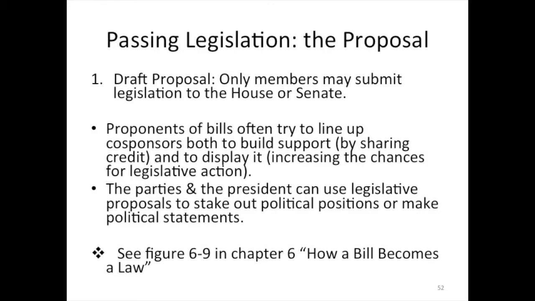So many bills actually are introduced, but very few bills become law. Sometimes members of Congress just submit legislation knowing it won't pass, but he or she may want to stake out political positions or make a political statement. The parties are known to do this, and the president can also use legislative proposals for this reason too. Again, just to see where the public stands.